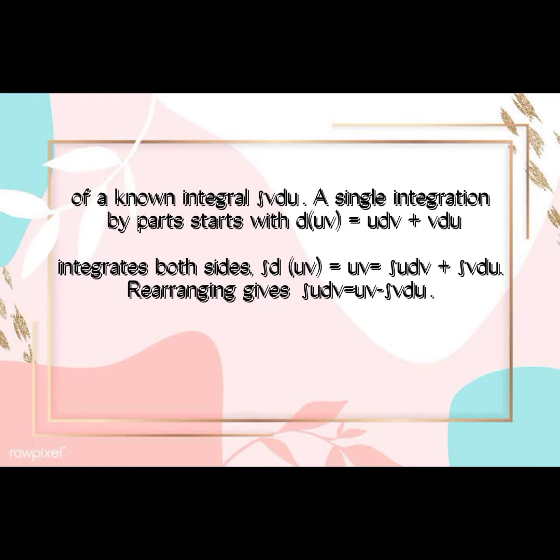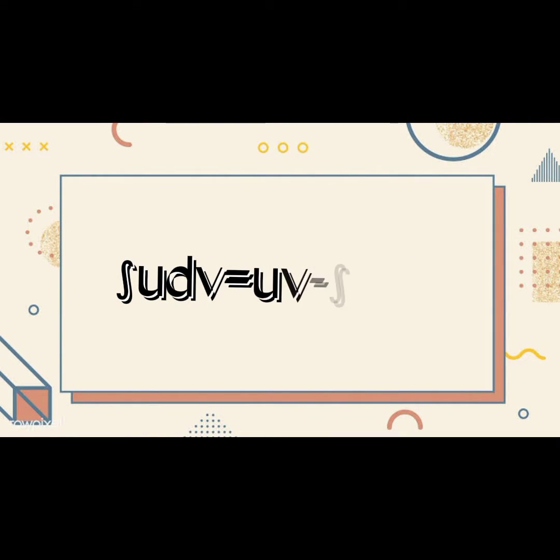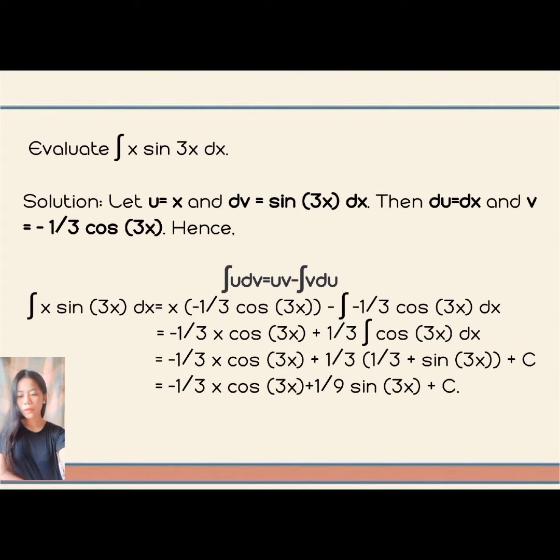The integral d of uv is equal to uv, then is equal to the integral u dv plus the integral v du. We know how rearranging gives the formula now. The integral u dv is equal to uv minus the integral v du. So here's the example, given the integral of x sine 3x dx.